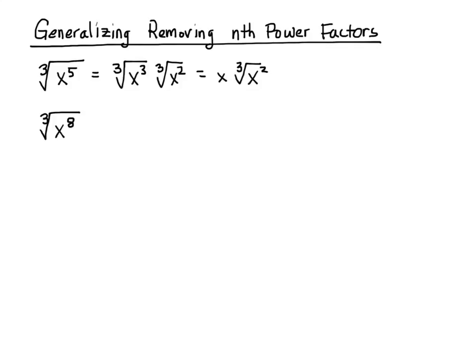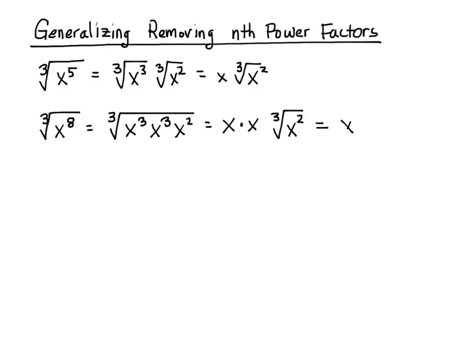Okay, so let's say we have x to the 8th. We can break that up into x cubed times x squared, right? Because 3 plus 3 plus 2 equals 8. So now we have 2 groups of x cubed, which will give us an x times x, and we'll get x squared out of that. So our solution looks like that.